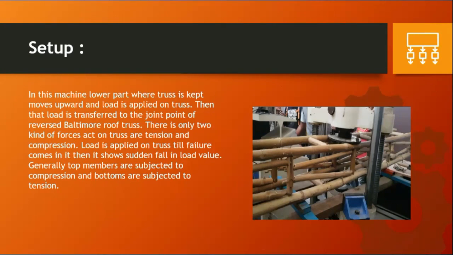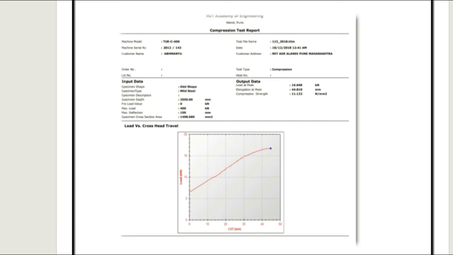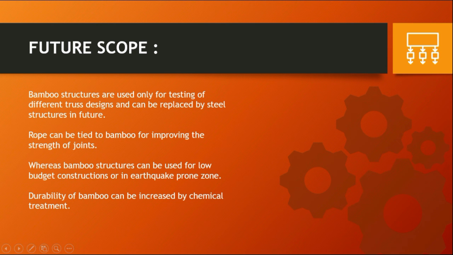There are only two kinds of forces that act on the truss, that are tension and compression. Load is applied on the truss till failure comes in it, and then it shows a sudden fall in load value. Generally, top members are subjected to compression and bottom members are subjected to tension. The results of the test were quite satisfactory. We got the load at the peak to be 16.668 kN on the UTM and the compression strength came out to be 11.122 Newton per millimeter square.